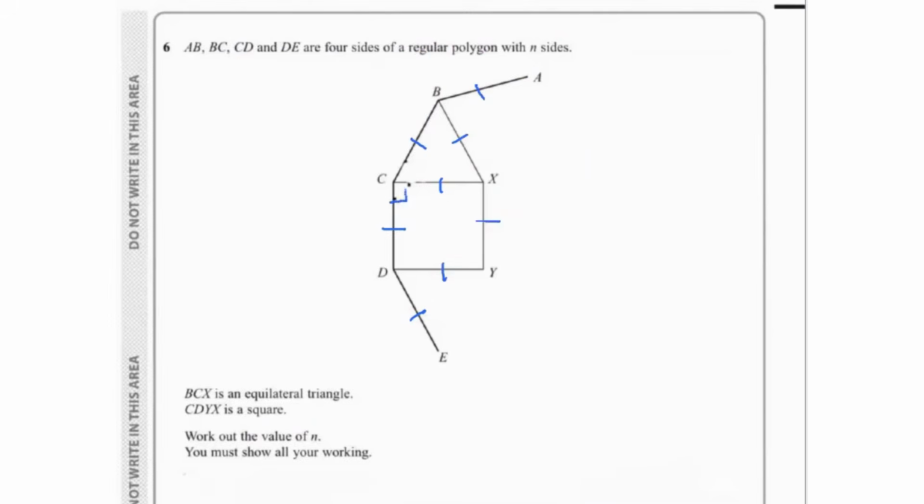If this is a square, this is going to be 90 degrees. And this is an equilateral triangle, so that's going to be 60. Which means the interior angle is going to be 90 plus 60, which is 150 degrees. This is also 90. So to figure out the value of n, which is the number of sides, we can easily use the interior angle formula.